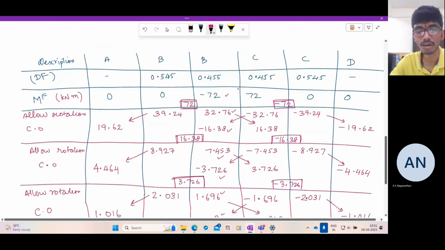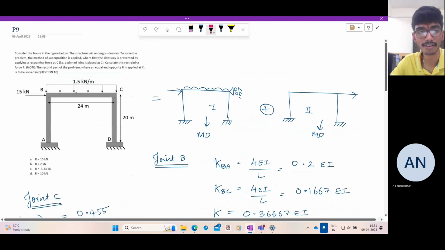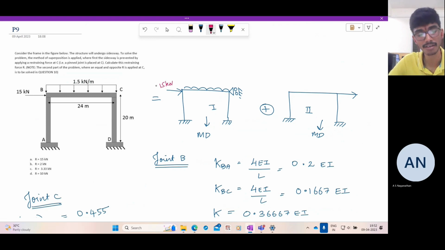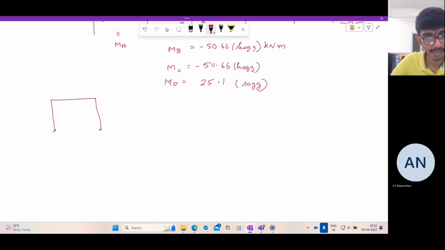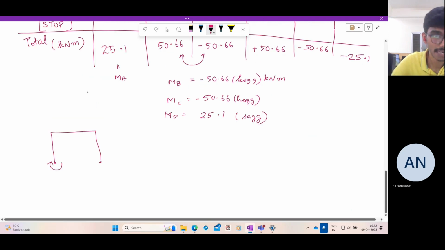So now let us compute what should be the reaction force. So this is the structure that we are solving, right? Note that the force 15 kilonewton did not enter our moment distribution at all. So now let us solve this structure. So we have this structure. We have MA is sagging 25.1.